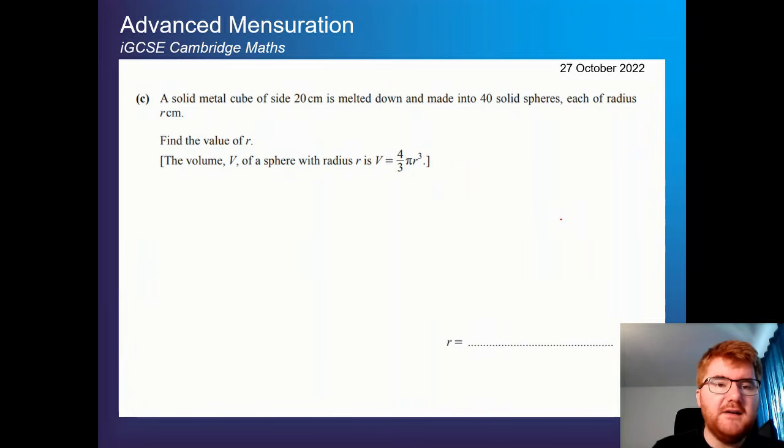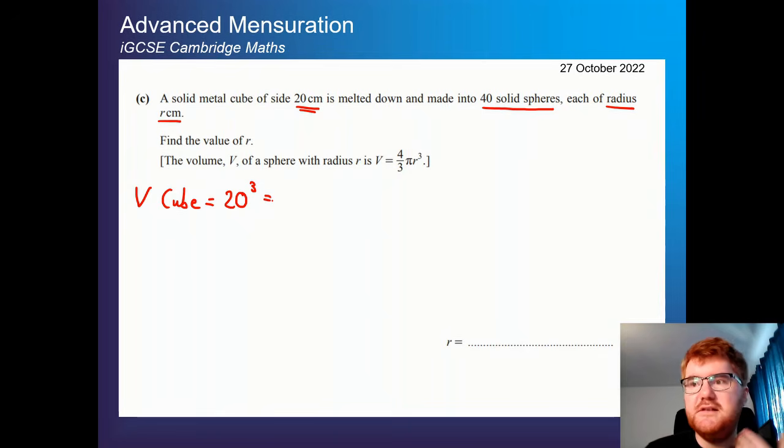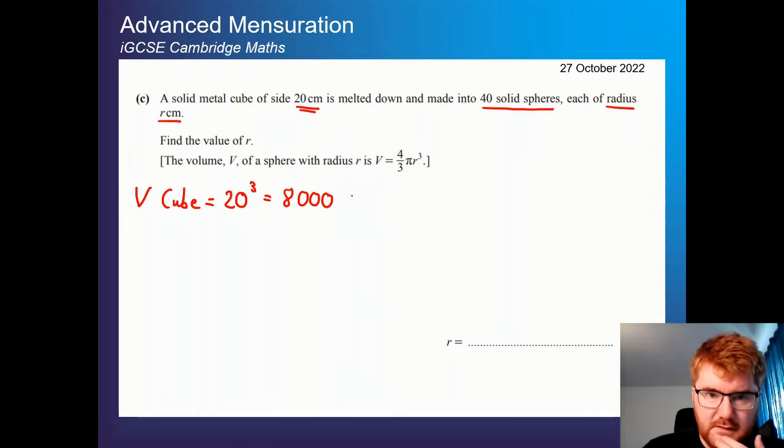Now on to part C. A solid metal cube of side 20 centimeters is melted down into 40 solid spheres, each of radius r centimeters, and we need to work out the value of r. So the first thing is the volume of the cube. Don't forget how to work that out. That's just going to be equal to 20 cubed, so 20 times 20 times 20. That's going to give you 8,000 cubic centimeters.